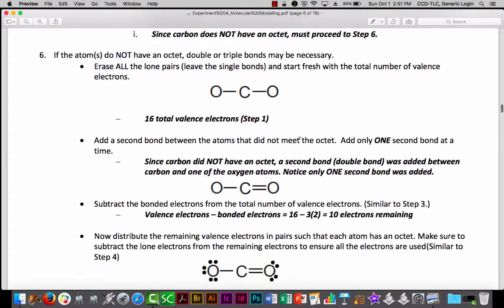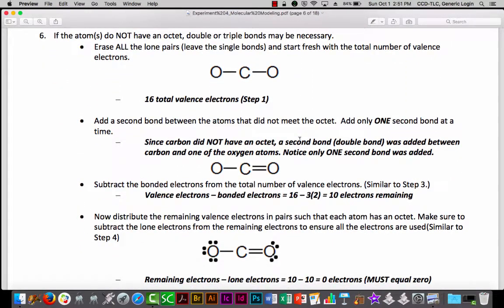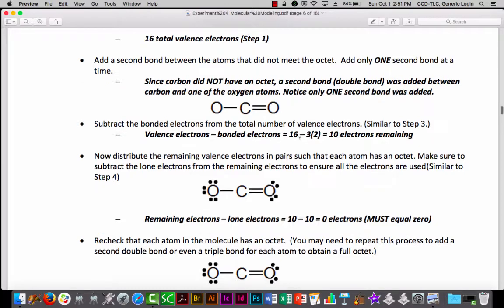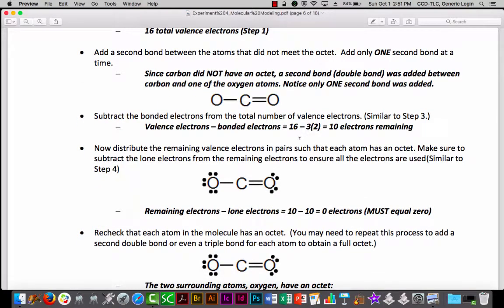So if all the atoms do not have an octet, double or triple bonds may be necessary. First you'll erase all the lone pairs, but leave the single bonds and start fresh with the total number of valence electrons. Add a second bond between the atoms that did not meet the criteria. Add only one second bond at a time. Since carbon did not have an octet, a second bond, a double bond, was added between the carbon and one of the oxygens. Notice only one second bond was added.